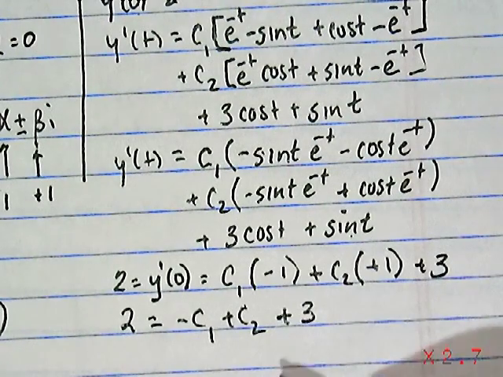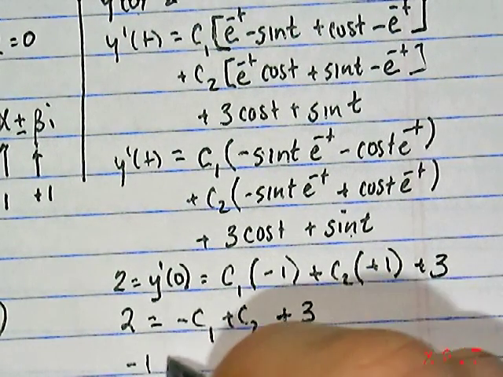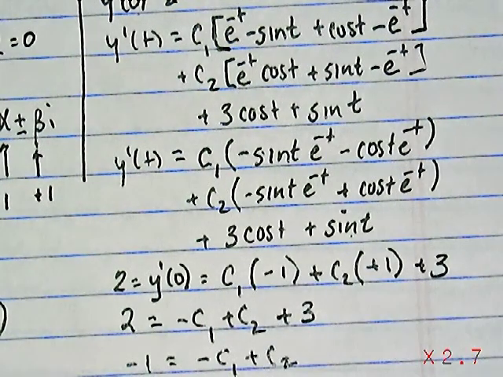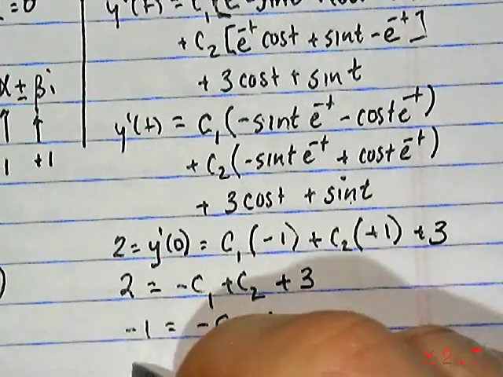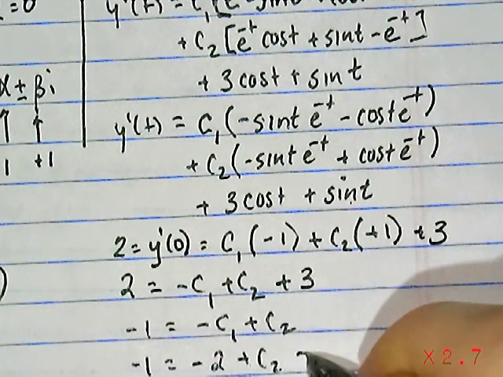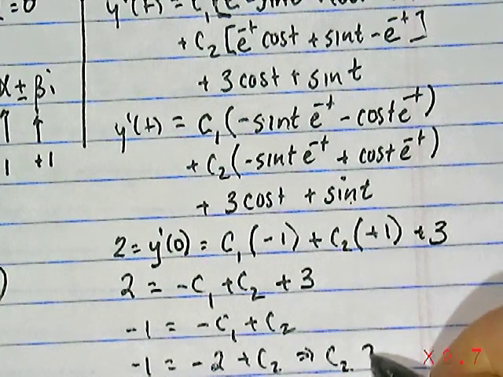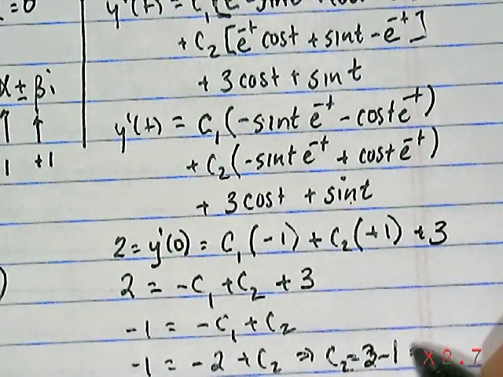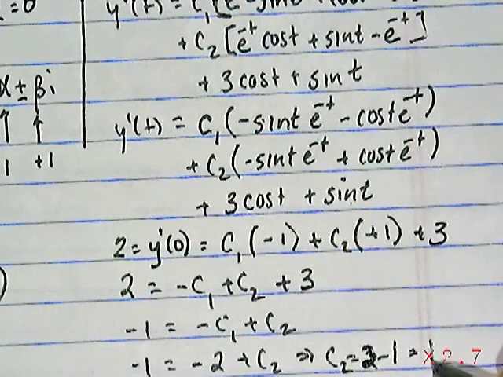Or, you know, we could pull terms over to either side. If we subtract 3 out, minus 1 has to be minus c1 plus c2. We already know that c1 is equal to 2, so minus 1 equals minus 2 plus c2. So that implies c2 equals 2 minus 1, which is equal to just 1.